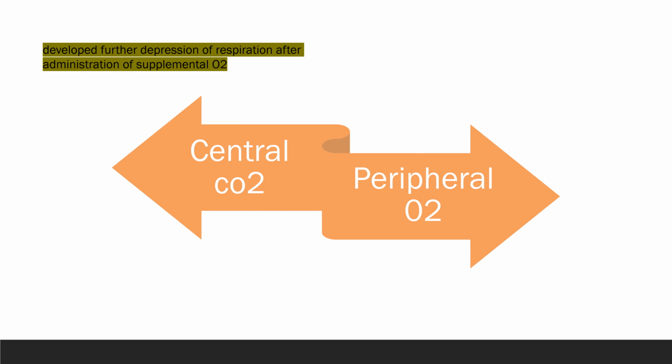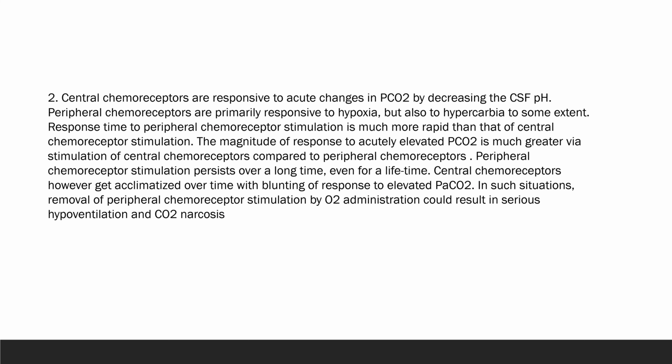As we said, the chemical control of respiration is essentially central and peripheral chemoreceptors. While central chemoreceptors are mainly responsive to high CO2, peripheral chemoreceptors are mainly responsive to low oxygen. So central chemoreceptors, as we said, are responsive to acute changes in PCO2 by decreasing of CSF pH, while peripheral mainly to hypoxia but also to hypercarbia. Response time of peripheral chemoreceptors is much more rapid, and magnitude of response to acutely elevated PCO2 is much greater. So peripheral chemoreceptor persists over a long time. Central chemoreceptors get acclimatized.